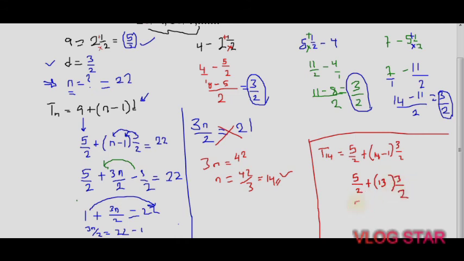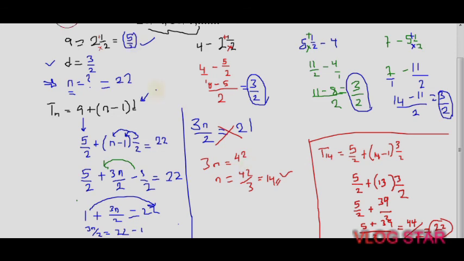When we have 13 times 3, 3 times 3 is 9 and 3 times 1 is 3, that is 39 all over 2. So 5 over 2 plus 39 over 2. The LCM is 2, so 5 plus 39 is going to give us 44. Divide 44 by 2, and we still end up with 22.